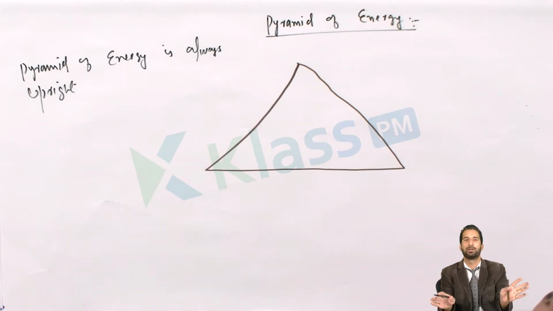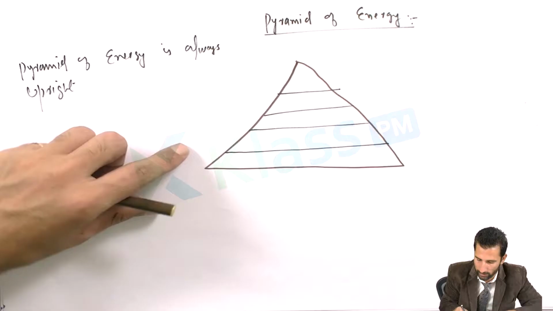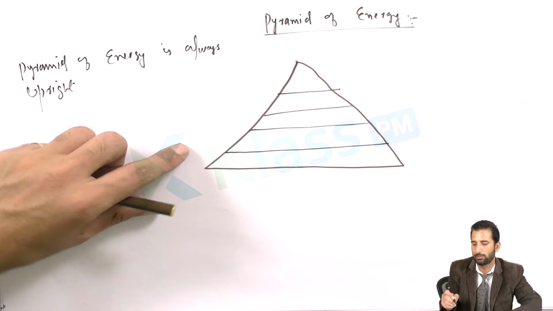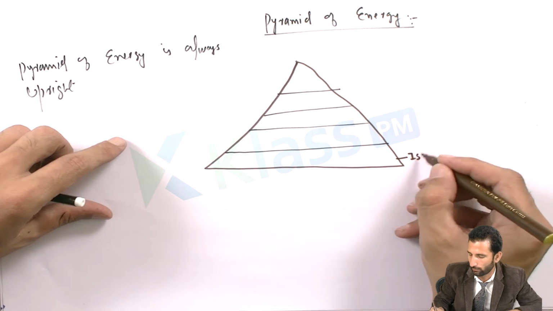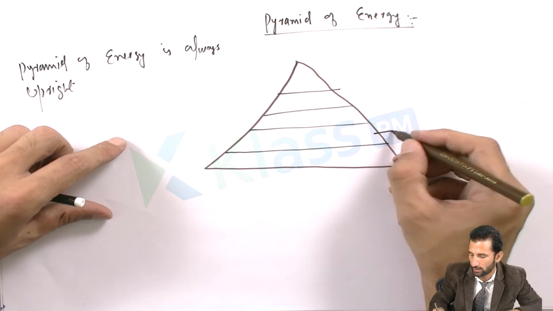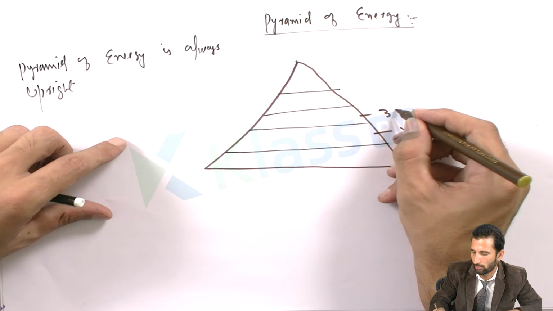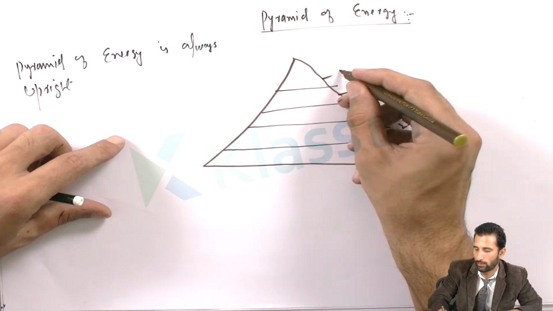It cannot be inverted at all. It can never be inverted. You can see here, this is the first trophic level, this is the second trophic level, this is the third trophic level, this is the fourth trophic level, and this is the fifth trophic level.